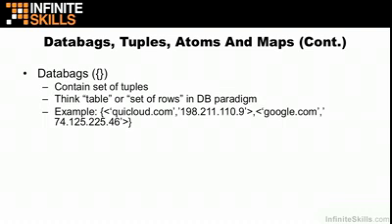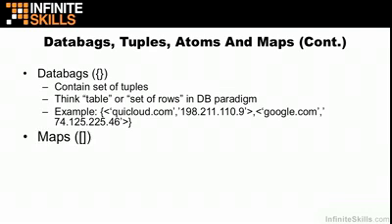An example here would be, again, we have these curly braces designating a data bag, and inside of here we have a set of tuples. This first field is a single atom, which is a string, and the second field looks like an IP address. And again, we have the end of the data bag designator.